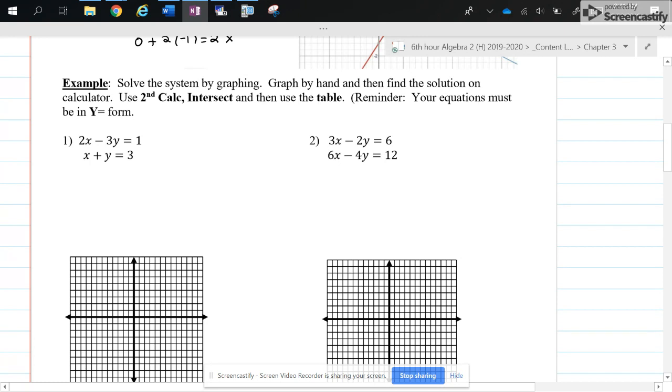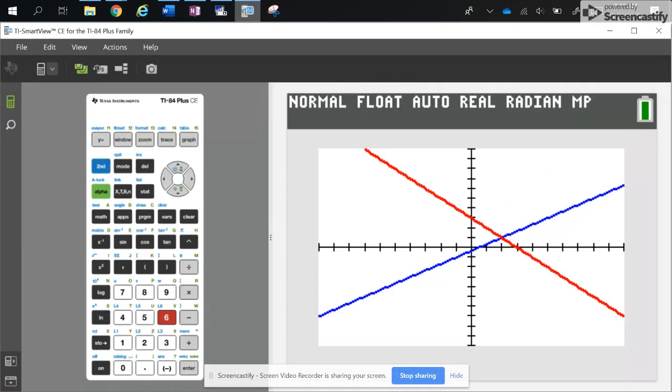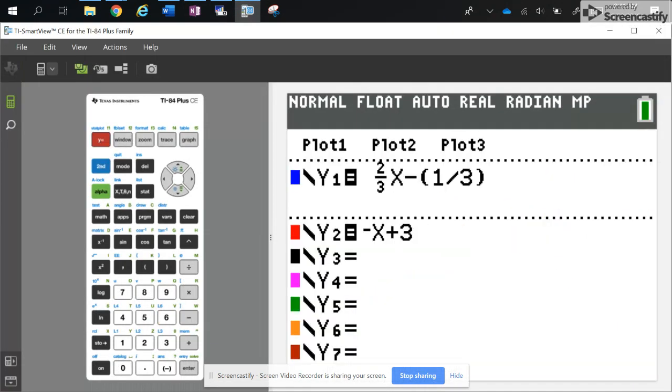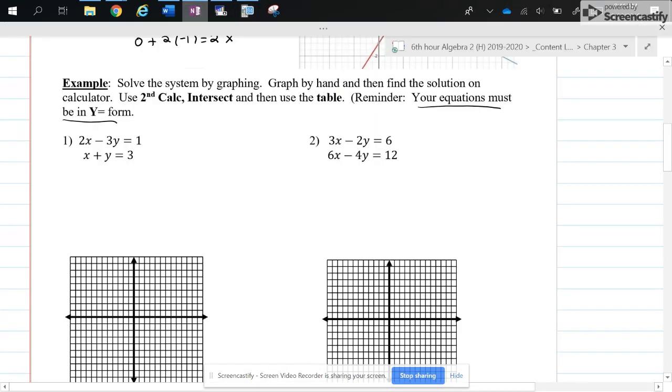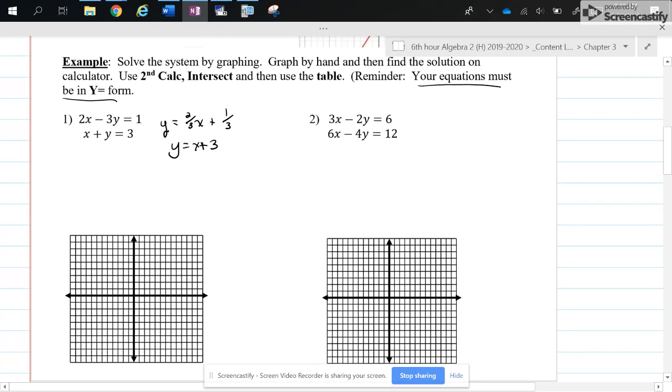So if we're going to use our calculator, we need to remember that our equations always must be in y equals form. So I'm going to go to my calculator, and I know that if I put equations into my calculator in y equals, they always have to be in that form, y equals. So what I did was I took these two equations and I put them both into slope-intercept form, and I'm going to graph them by hand.